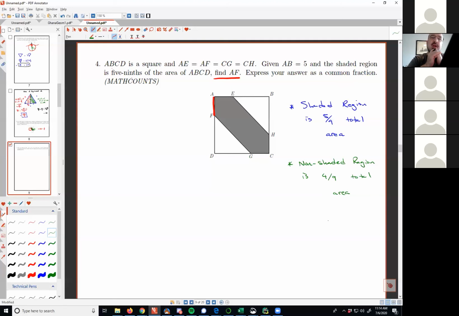What could we do with the non-shaded regions? We could divide them into 4 pieces, but I'm not so sure, because that's not exactly what I did. Anybody else have a suggestion as to what we could do with the non-shaded pieces?